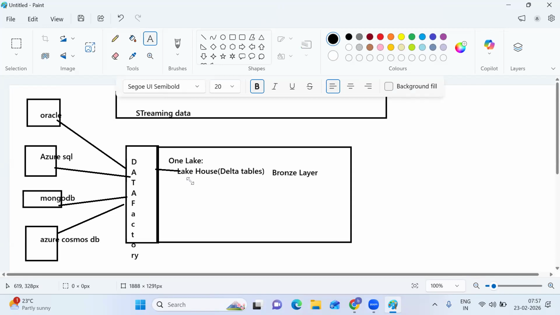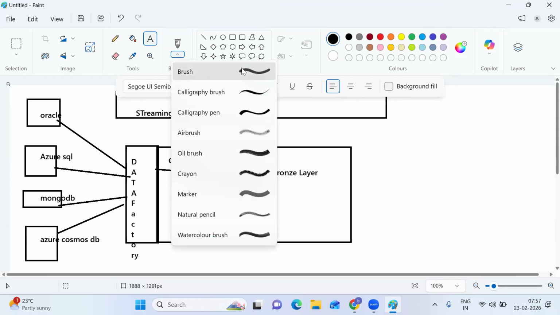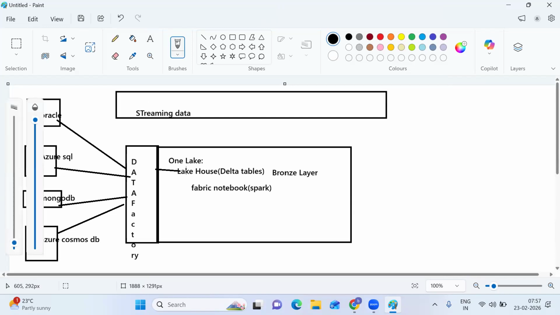After that, you are involving Fabric notebook. So here Spark is coming into the picture. Here you are processing the data, reading from this bronze layer, processing the data with a Fabric notebook. You are keeping these results into the silver layer.